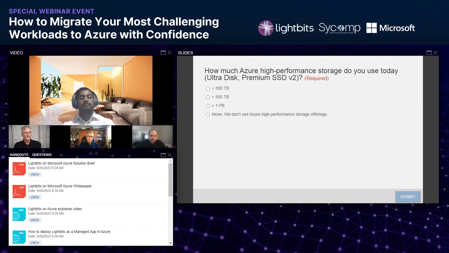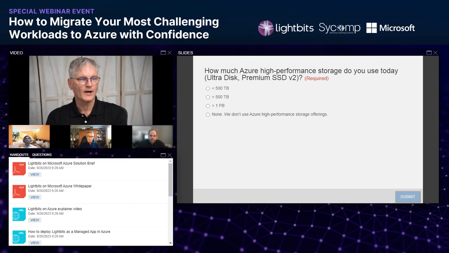Yeah, great. And staying on that topic of planning for migration, what kinds of performance sizers or cost calculators does Microsoft offer for customers who are wanting to move to Azure?